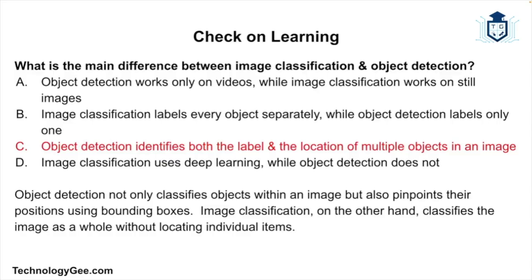Object detection not only classifies objects within an image, but also pinpoints their positions using bounding boxes. Image classification, on the other hand, classifies the image as a whole without locating individual items.